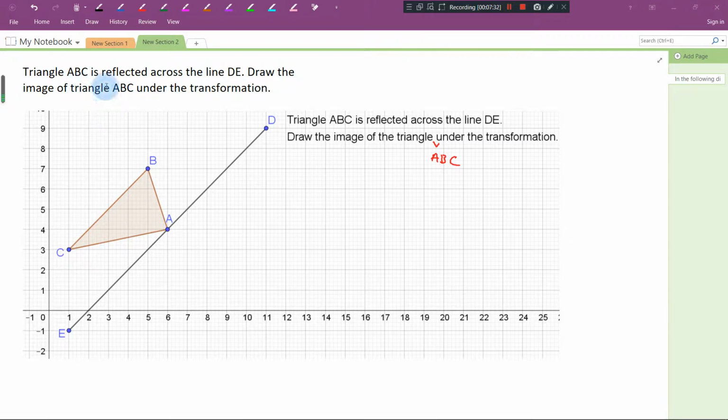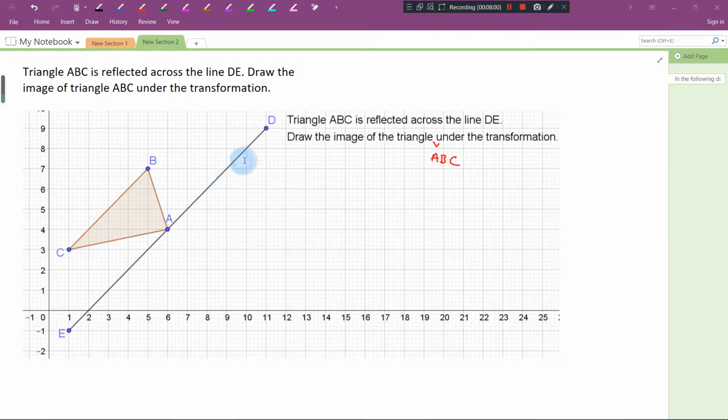Triangle ABC is reflected across the line DE. So this is the axis of reflection. Draw the image of triangle ABC under the transformation. Okay, so you notice that this line is not a vertical line or a horizontal line. It goes this way. So how do we get the image? You can use your compasses like I showed you in the previous video.